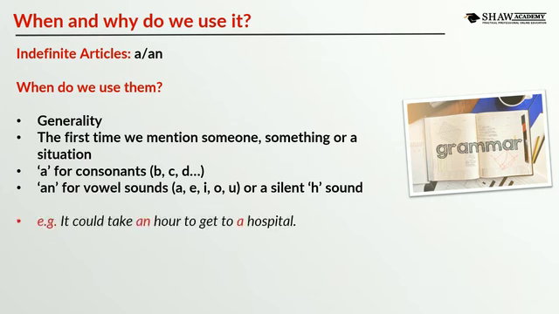So look at this example here. It could take an hour to get to a hospital, okay? Two words beginning with H, but we've used an with the first and a with the second because it's all about the sound. Listen to how the words are pronounced. Hour, an hour. It's an O sound, a vowel sound. Hospital, a hospital. Okay, that's a H sound.